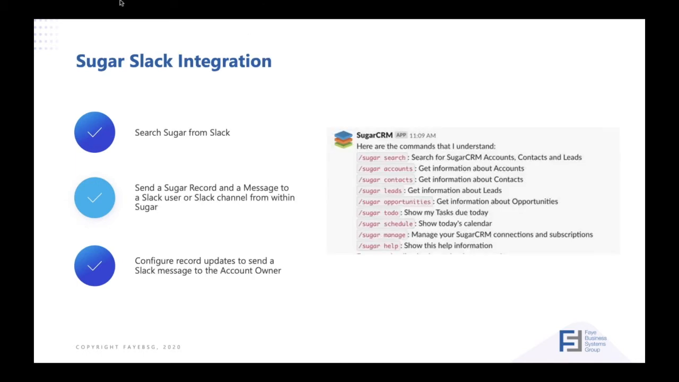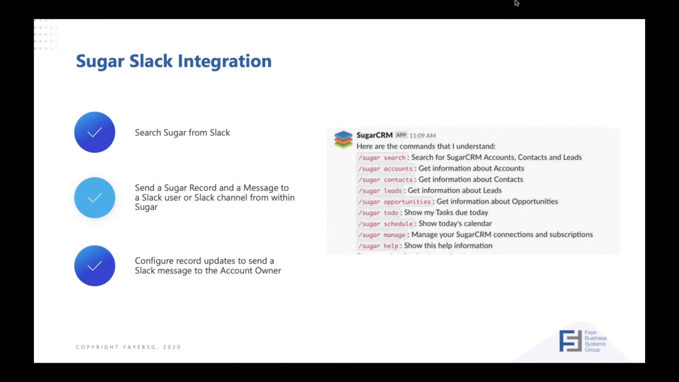Okay. So our Sugar Slack integration. A couple of very high level features of this can help you tremendously to save a lot of time. First off is the ability to search Sugar from Slack. On the right here, you can see a screenshot inside of Slack that shows you all of the different commands that our app understands. So you have the ability to search records inside of this Slack bot, which I'll show you in a moment.